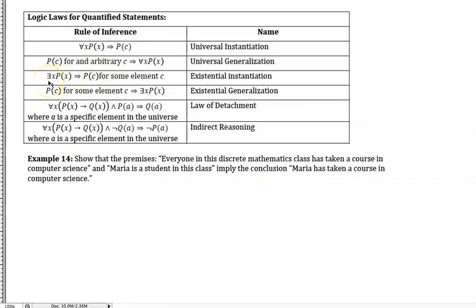All right, next one is that if there exists an x such that P of x is true, then P of c is true for some element c in the universe. So that's existential instantiation. And backwards from that, if P of c is true for some element c in the universe, then you can say that there exists an x in the universe such that P of x is true. So that's existential generalization. For this one, this element c can be just one specific one. It doesn't have to be an arbitrary one like the one for the universal generalization.